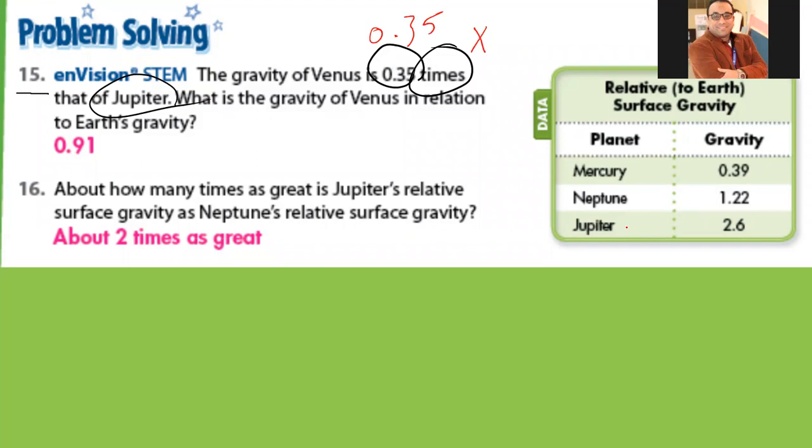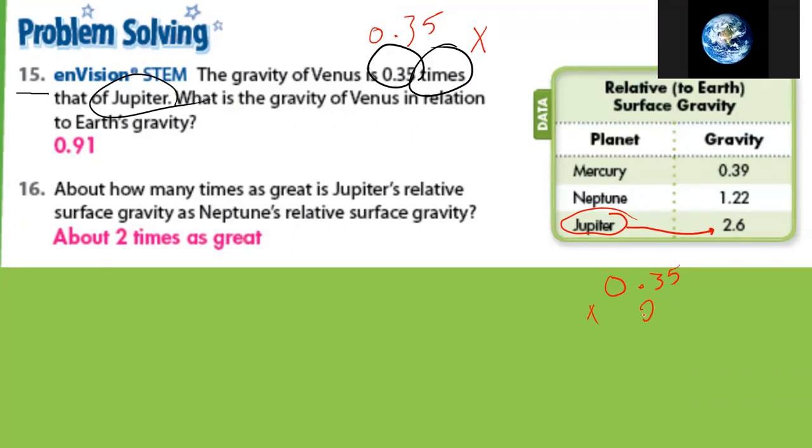The gravity of Jupiter from the table equals what? Look at the table. Jupiter 2.6. So I will multiply 0.35 by 2.6. How can I multiply that?